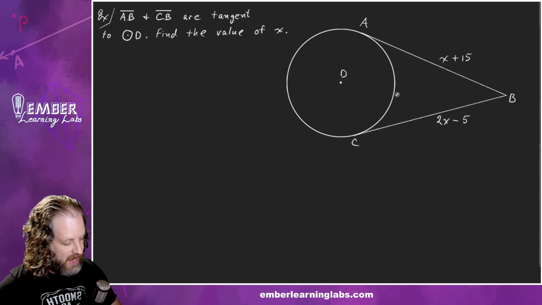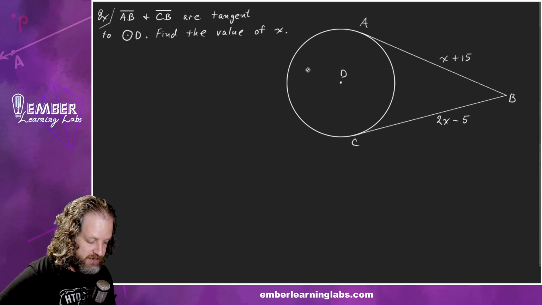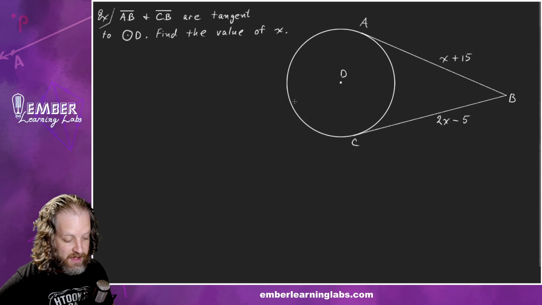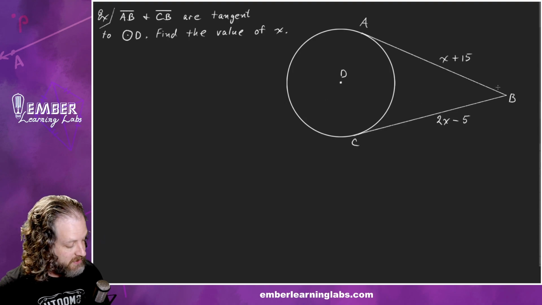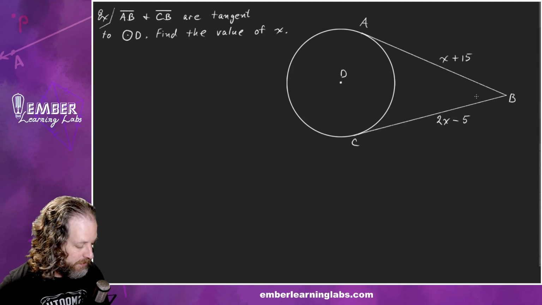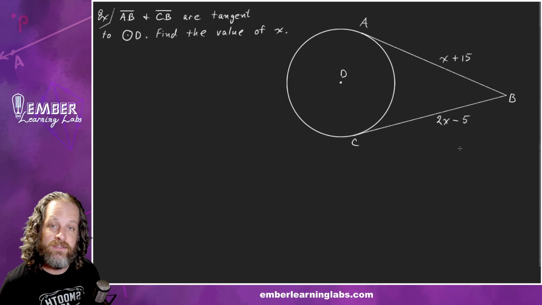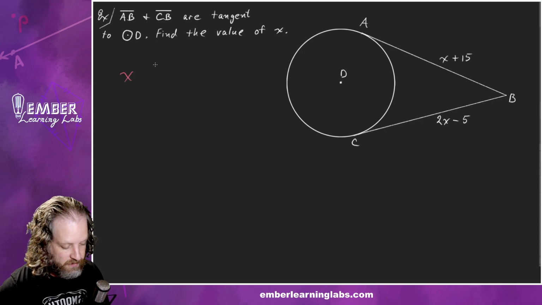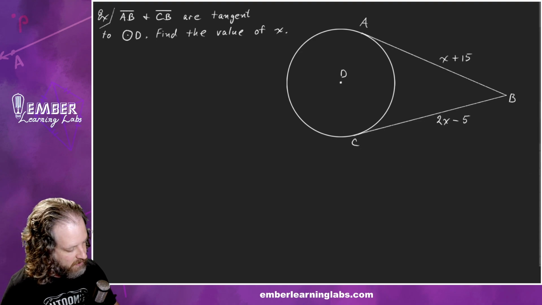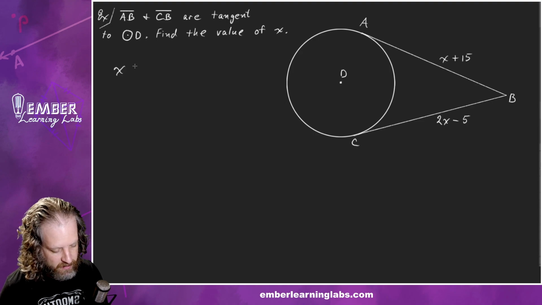That's going to set up some of our favorite kinds of equations, easy peasy ones. So AB and CB are tangent to circle D. Find the value of x. So since both of these are tangent to the circle, they go to the same point, that means these are congruent, which means we can set them equal and solve for x. Easy money, right?